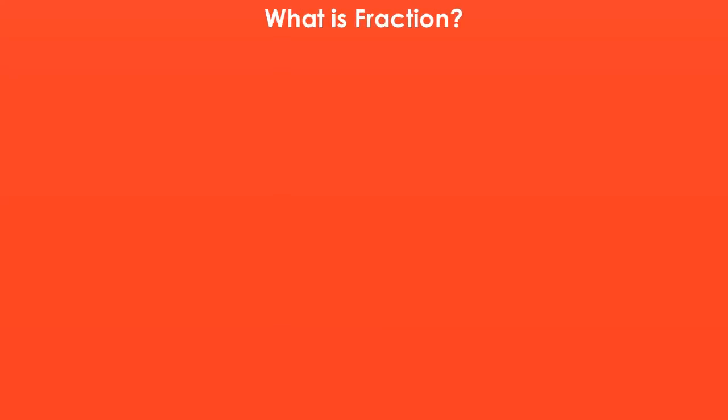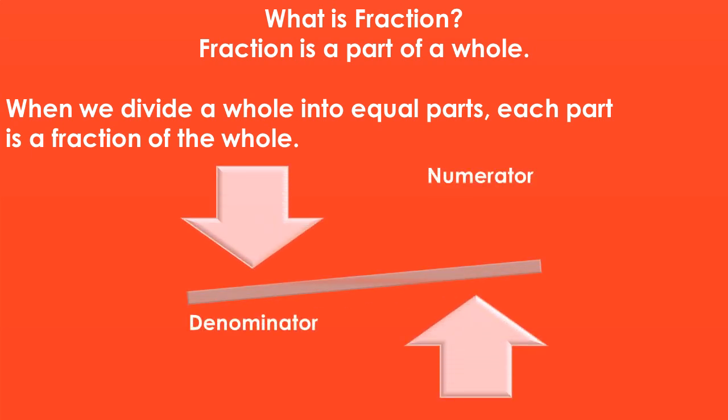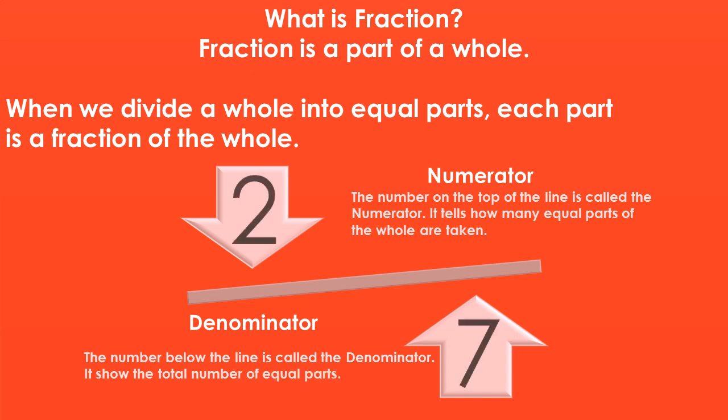What is fraction? Fraction is a part of a whole. When we divide a whole into equal parts, each part is a fraction of the whole. A fraction has two parts. The number on the top of the line is called the numerator. It tells how many equal parts of the whole are taken. The number below the line is called the denominator. It shows the total number of equal parts. For example, in 2 upon 7, 2 is called numerator and 7 is called denominator.